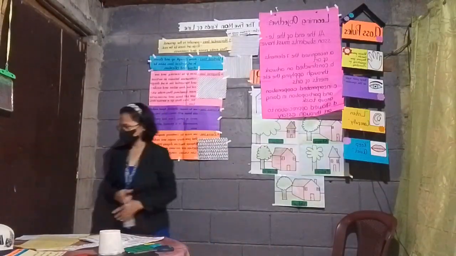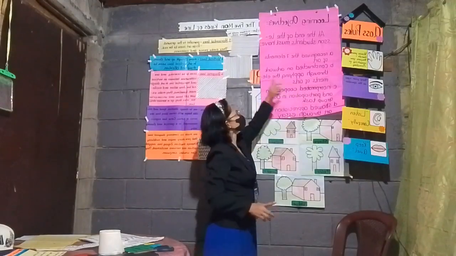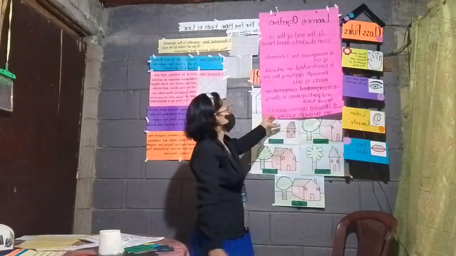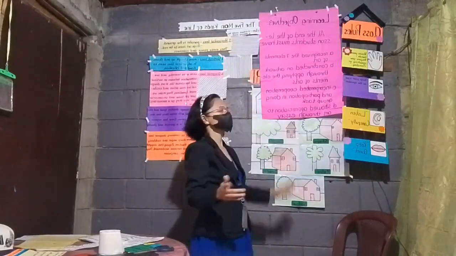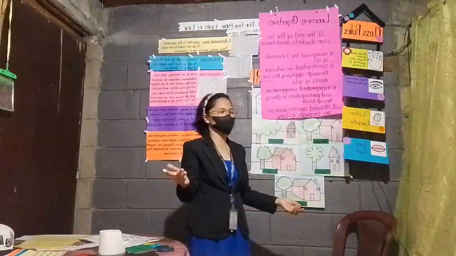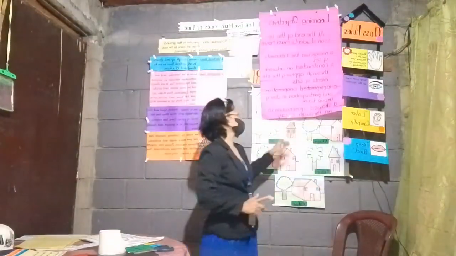Before we start, let me introduce our learning objectives. At the end of the lesson, students must be able to recognize the 7 elements of art, construct an artwork by applying the elements of art, show cooperation and participation in doing group tasks, then show appreciation through an art essay.